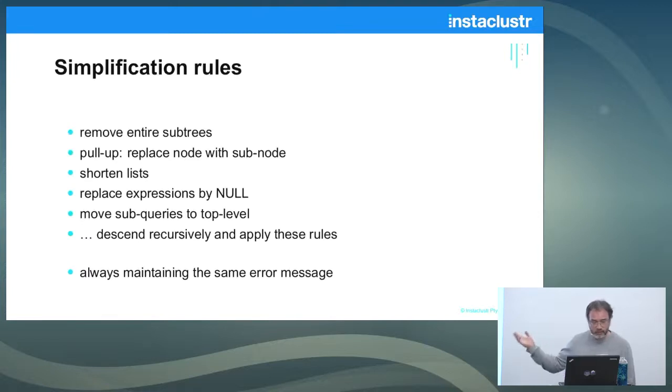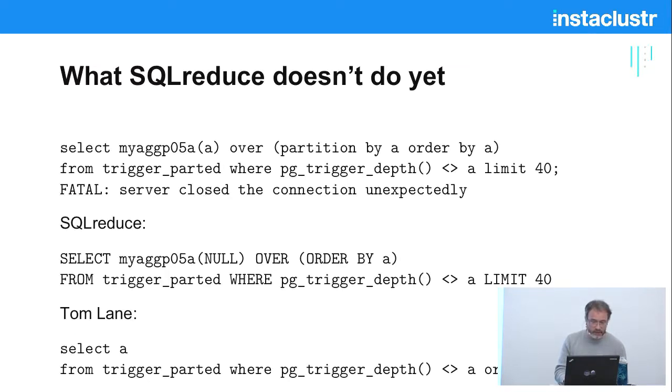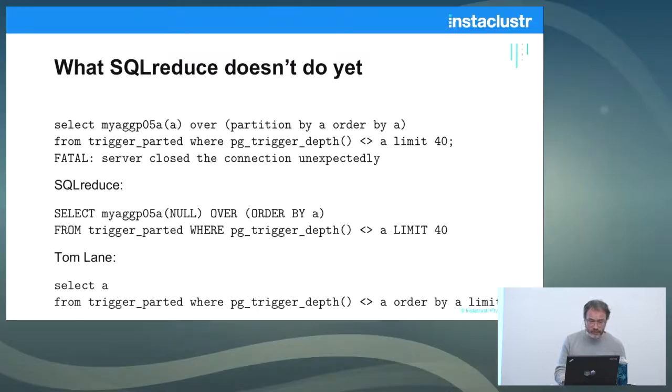Okay, so there are several rules which are applied to simplify the parse tree. We've seen most of them already in the examples. Not going too much into the details here, but it doesn't do anything fancy, it just shuffles parse trees around. So, of course, there are some things that SQLreduce does not do yet.